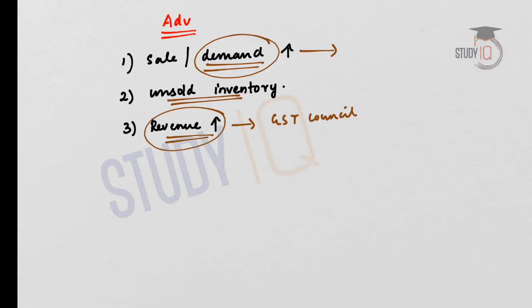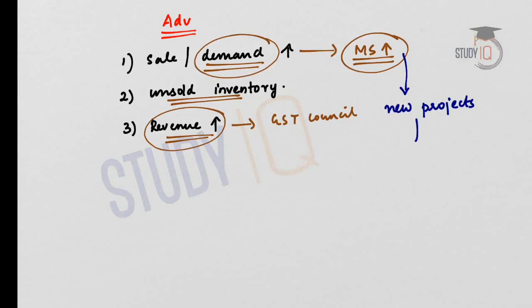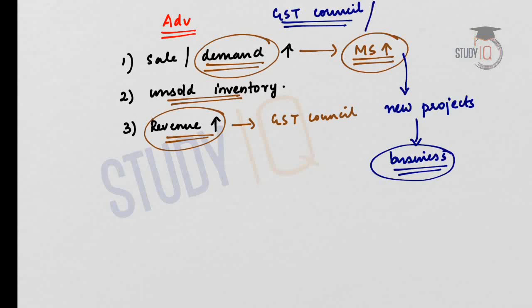This will also lead to more money supply in the real estate sector, and this will help the real estate sector to undertake new projects, and thereby the business of the real estate sector will immensely grow. So this is the rationale behind the GST Council when it took the decision to reduce or cut down the taxes for affordable and non-affordable housing.